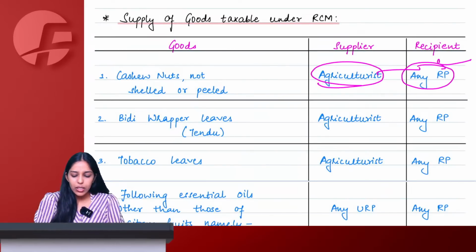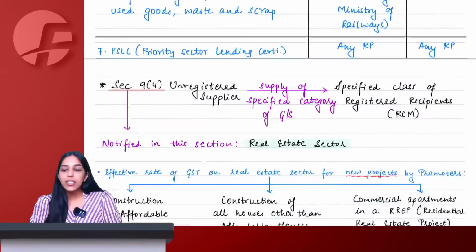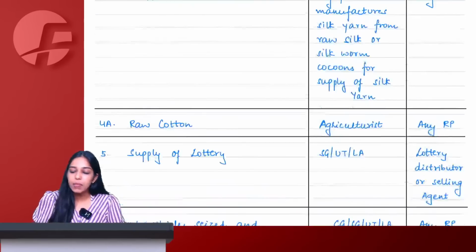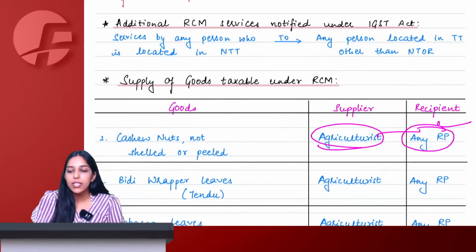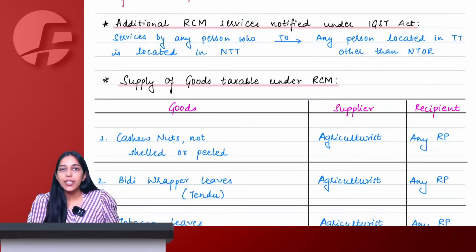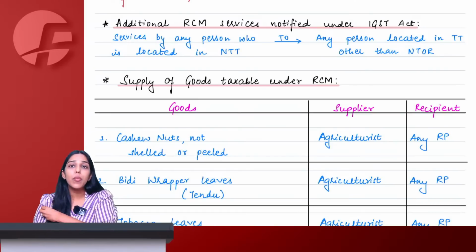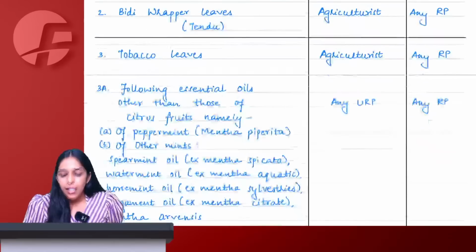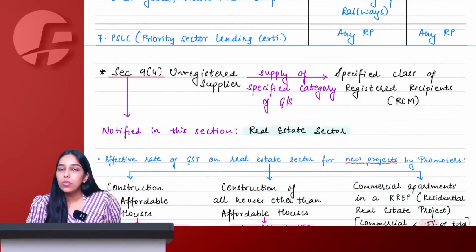BD wrappers, tobacco leaves, essential oils, silk yarn, raw cotton, lottery: if all of these things are supplied by a specified supplier to a specified recipient, then this recipient will pay tax under reverse charge mechanism. This is a list of goods that of course you will have to learn. I cannot do anything. At the max, what you can expect is one MCQ out of it, or let us say in a big question they have given one transaction of certain goods which is taxable under RCM and you need to know the taxability. So this you will have to learn on your own only.